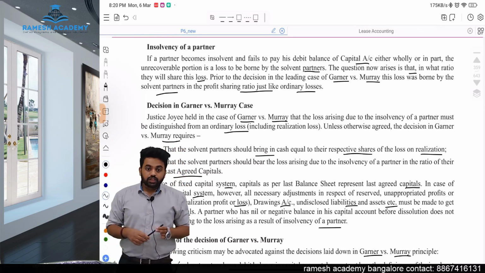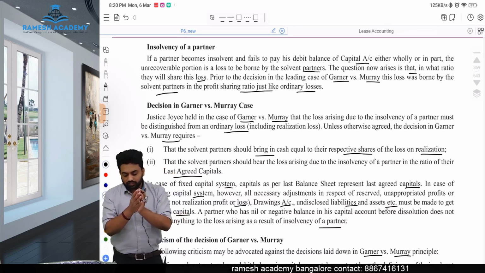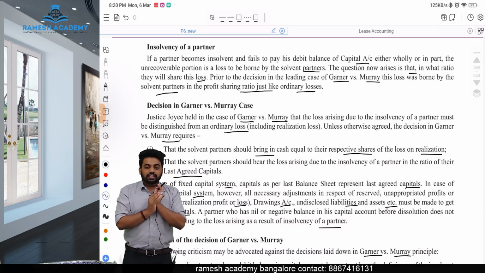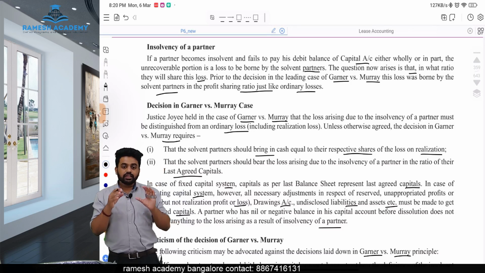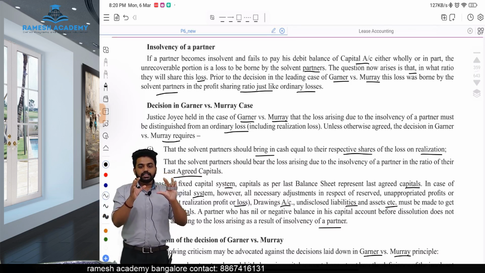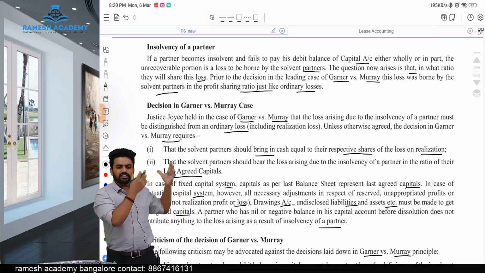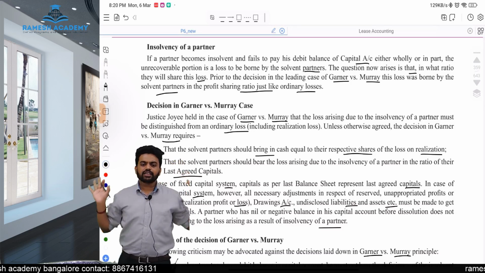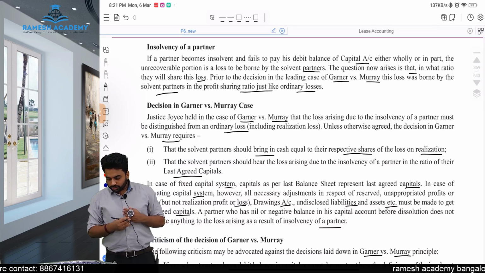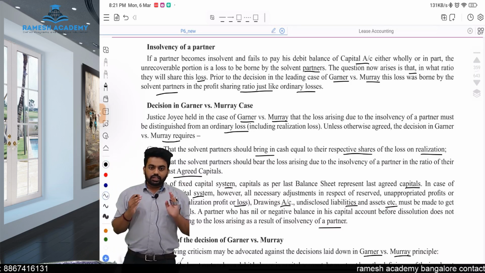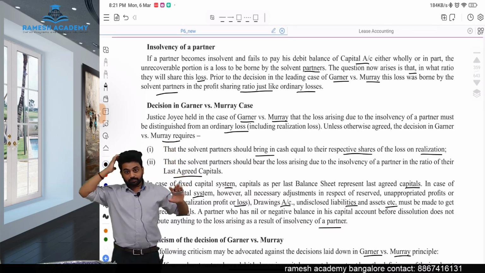Okay, fine. So to do this kind of accounting, there is one case called Garner versus Murray. That's what we are going to apply in a case where one partner is insolvent, or one or two partners might be insolvent. Garner versus Murray, you can say, has two situations: one is fixed capital, the other one is fluctuating capital.